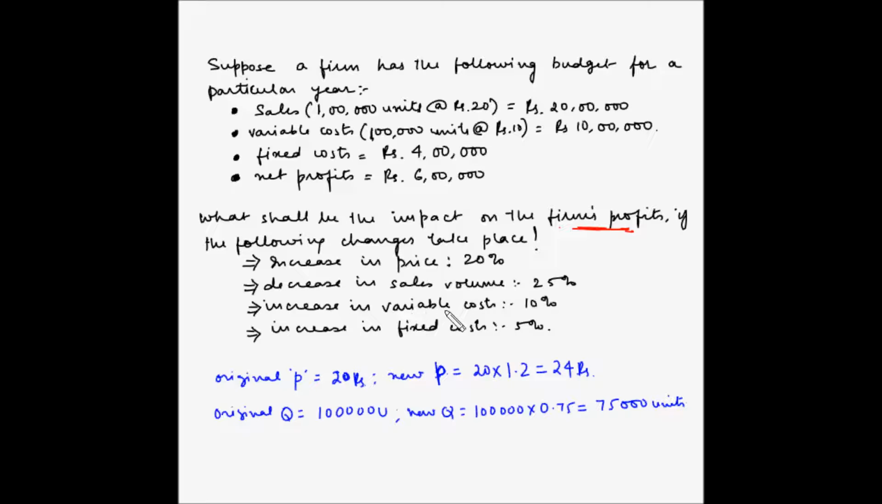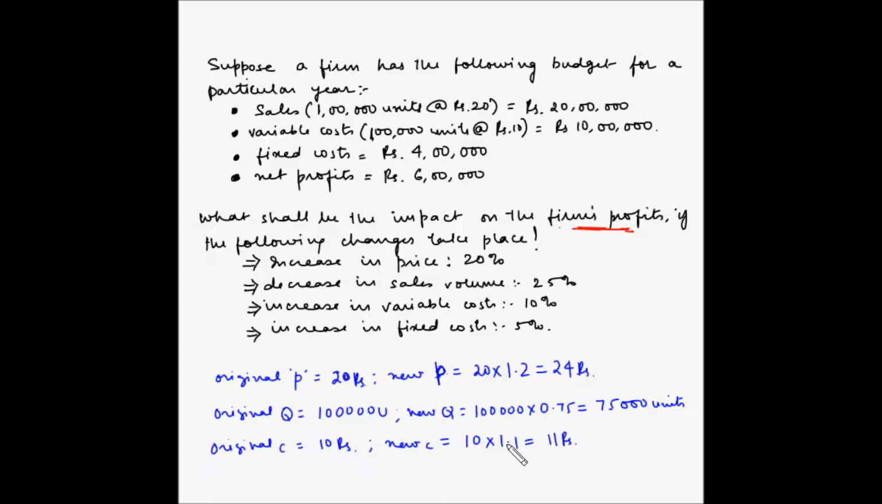Next is increase in variable cost. So original variable cost was rupees 10 per unit. So original variable cost, I'll denote that as a small c, is 10 rupees, and new c is 10 multiplied by 1.1 because there's an increase of 10%. So this becomes 11 rupees per unit.